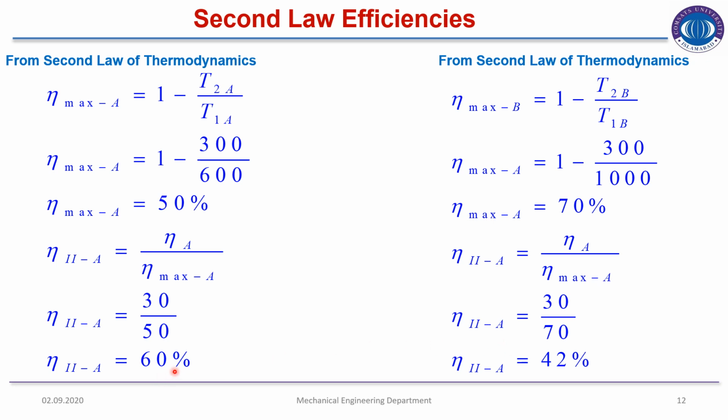So now you know that second law efficiency tells the difference. For heat engine A it is 60%, and for heat engine B it is 42%.